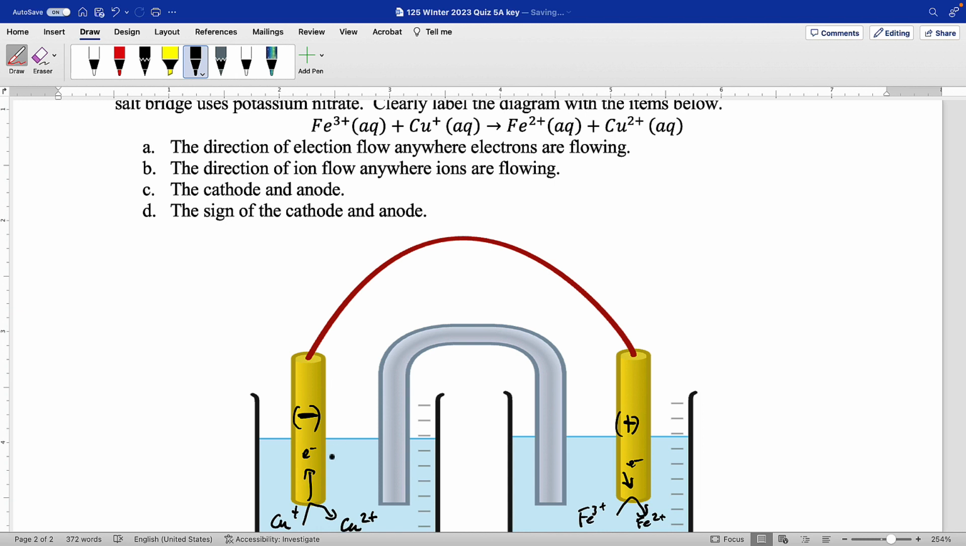Where are they going to go? They can't swim away. The only escape route is through this wire. So we draw our electrons going through the wire. And normally we'd have a light bulb or something, and we're going to use this electricity for something. Okay, so we're partially done. We've done electron flow. We haven't done ion flow.